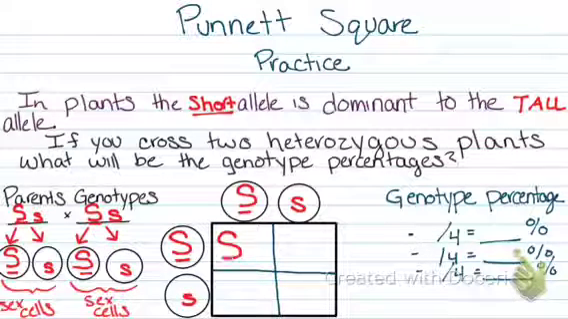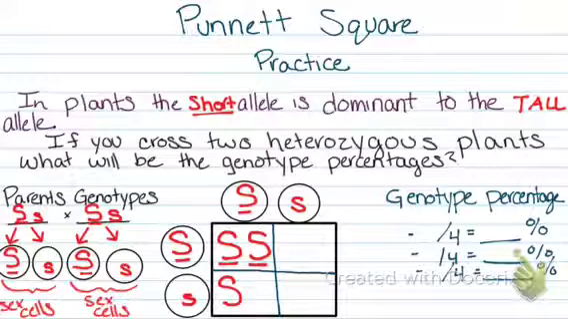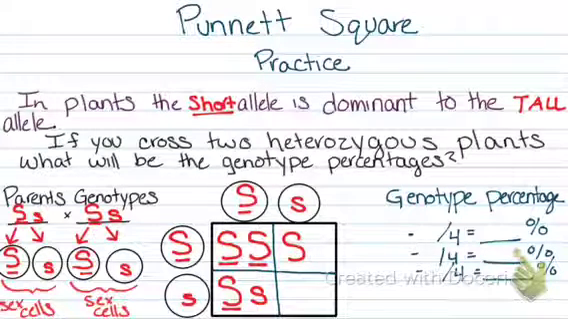The first offspring will have 2 capital S's. One from the sex cell up top and one from the sex cell on the side. The second offspring will have a capital S from up top and a lowercase s from the side. The third has a capital S from the side and a lowercase s from up top. And the last one has the lowercase s from up top and the lowercase s from the side.